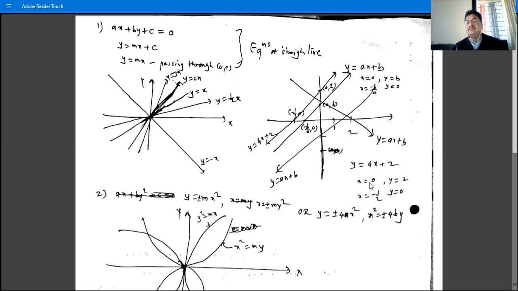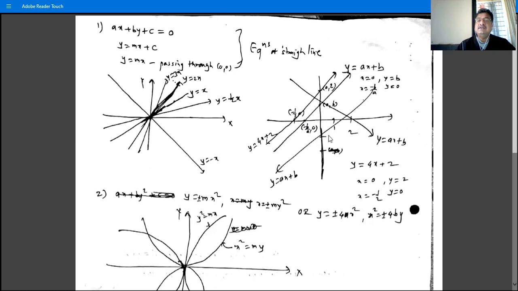So we determine 2 points on this line. Substitute x is equal to 0, y is 2. So 0, 2, where is the 0, 2 point? This is the 0, 2 point. X coordinate is 0, y coordinate is 2. And then substitute y is equal to 0, then we have x is equal to minus half. And minus half, 0 is this point. And then the line passing through these 2 points is y is equal to 4x plus 2.